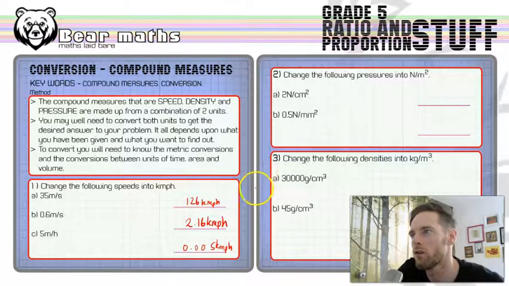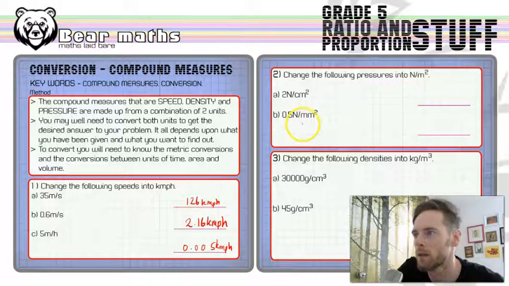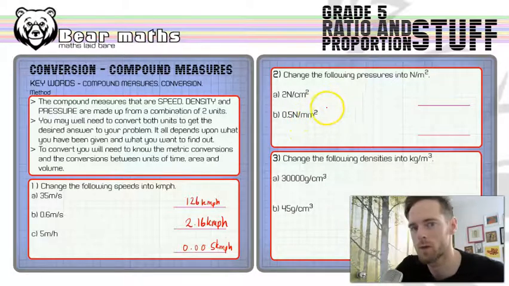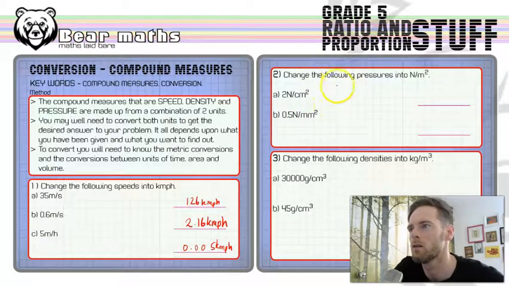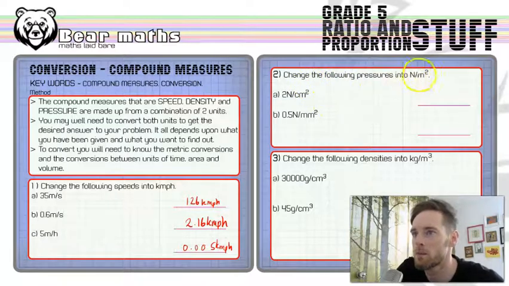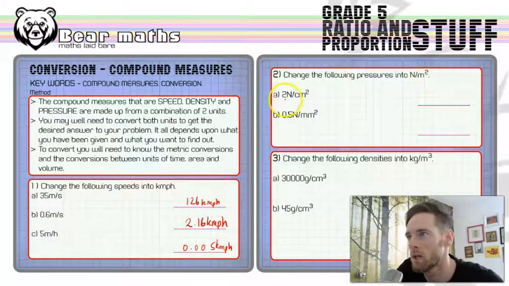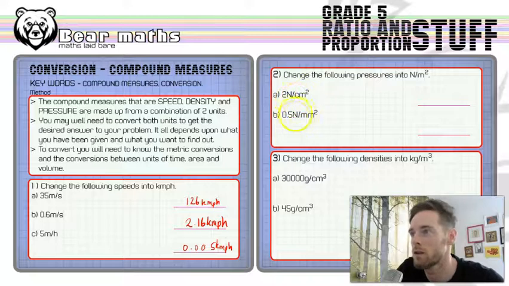Right, now we're moving on to conversions where we need to understand area and how the conversion rate works between areas. We've got to change the following pressures into newtons per meter squared. We've got them in newtons per centimeter squared and newtons per millimeter squared, in the two questions. So let's deal with the first one first.